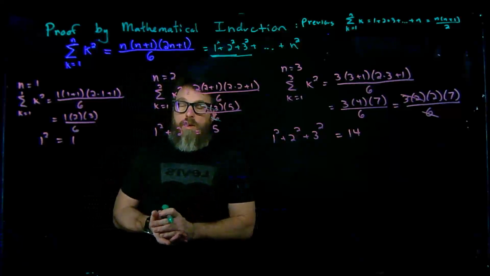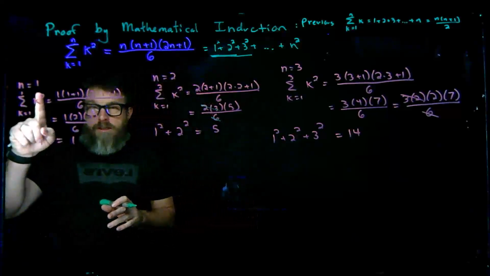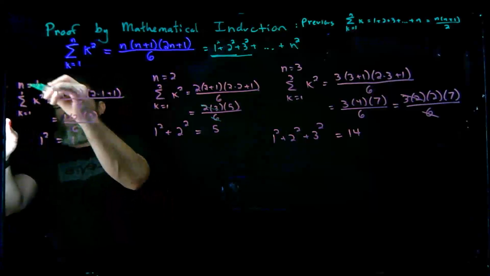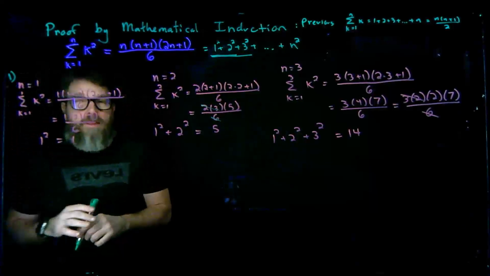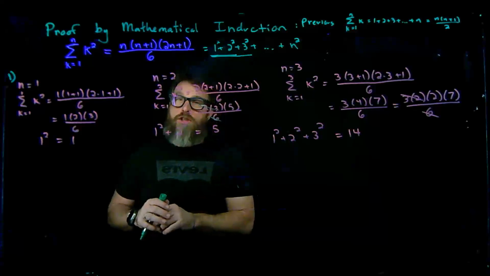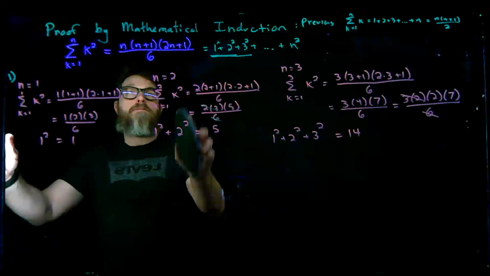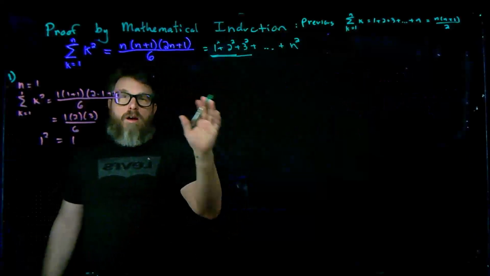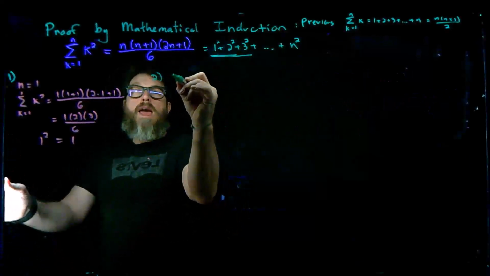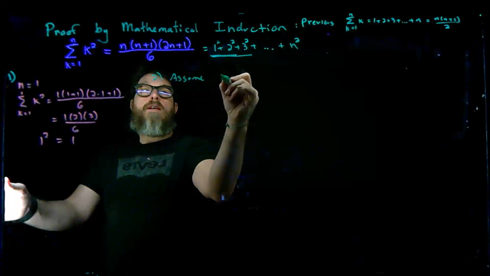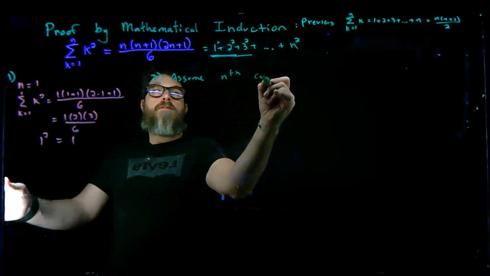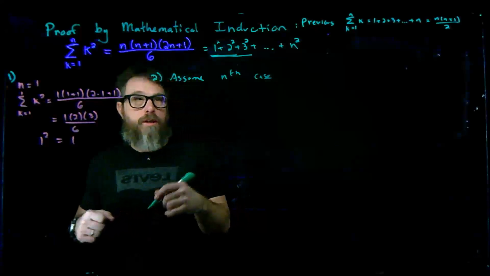You start out with verifying the first case. So I've already done this. This is step 1 here for mathematical induction. Step 2, I have to assume the nth case. So let me erase this, and I'll write that step down. All right, so step 2, we have to assume the nth case. Prove the first case, n equals 1, assume the nth case.